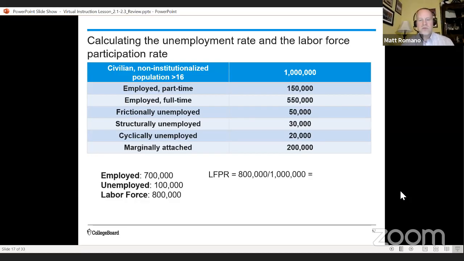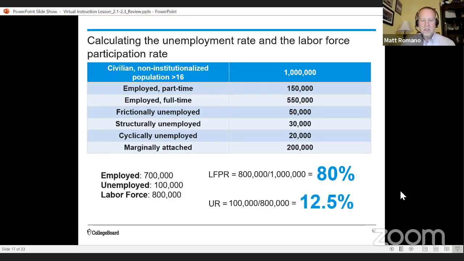So for the labor force participation rate, I take my labor force of 800,000 divided by the million in the total eligible population, and we get a labor force participation rate of 80%. For the unemployment rate, I take how many are unemployed, 100,000, and divide it by that total labor force of 800,000, and that's going to give me an unemployment rate of 12.5%.